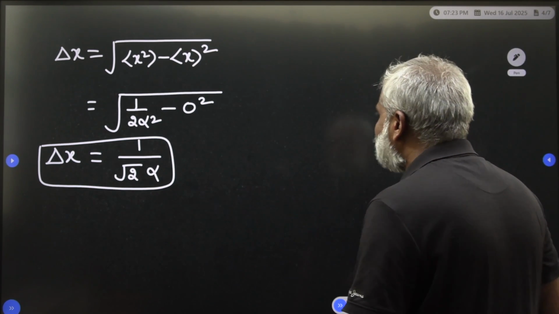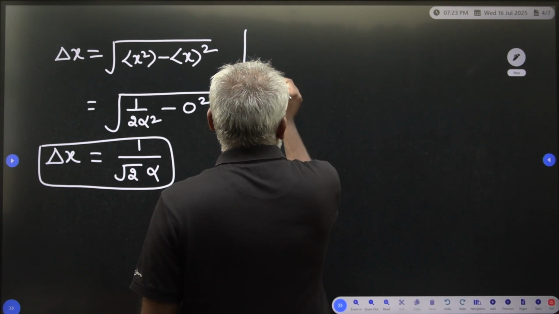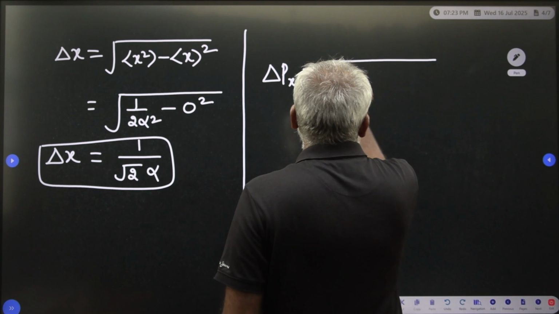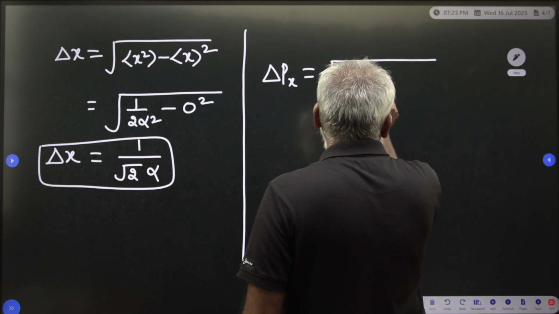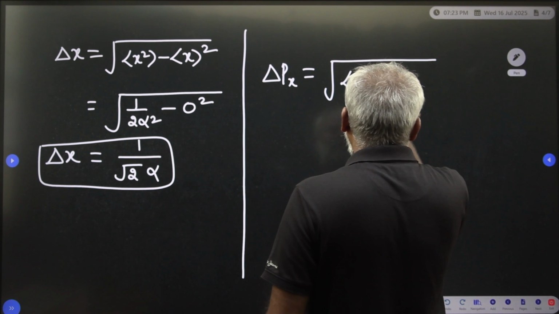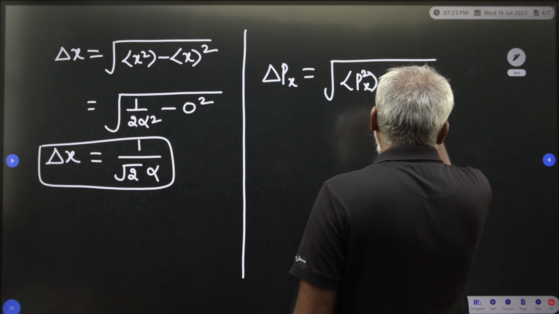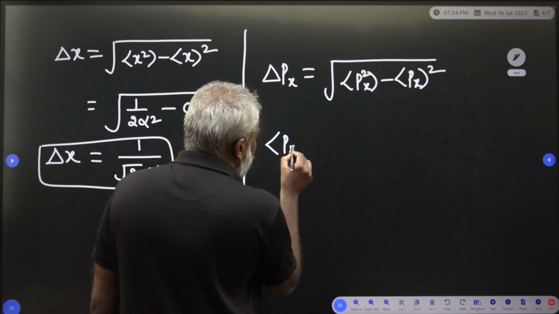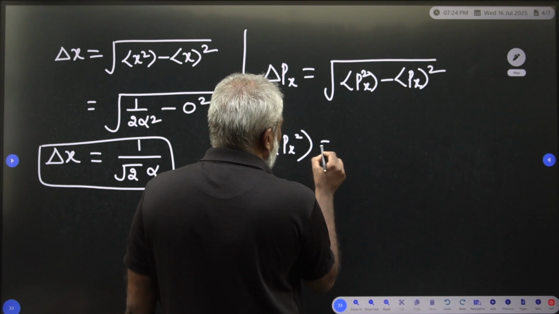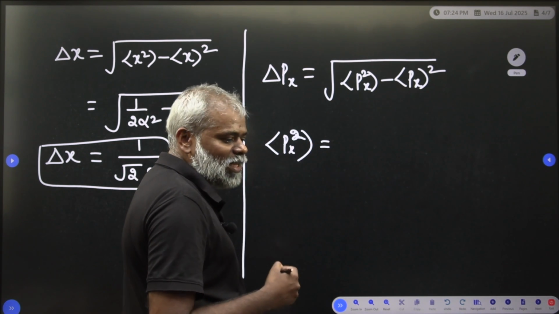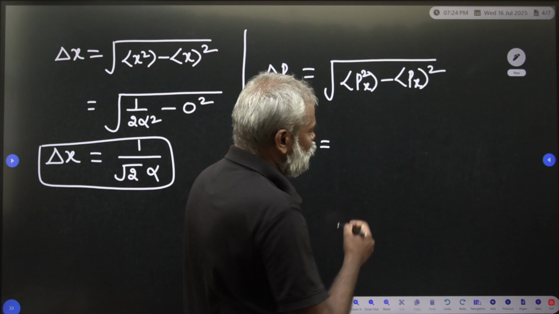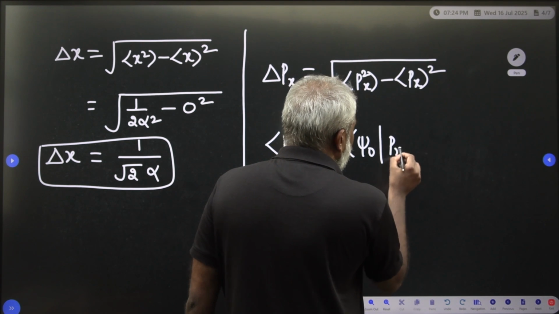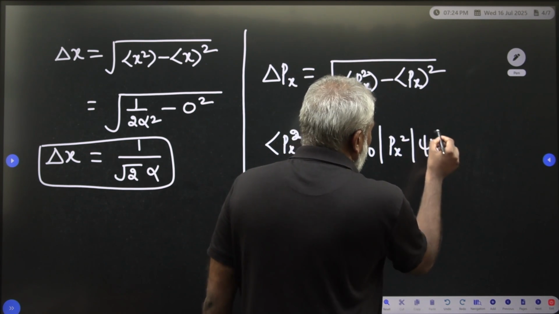Now we need to calculate delta px. Delta px is equal to the square root of mean px square minus px mean whole square. So we need to calculate mean px square. How do we calculate the px square mean? It is bra psi 0, px square, ket psi 0.